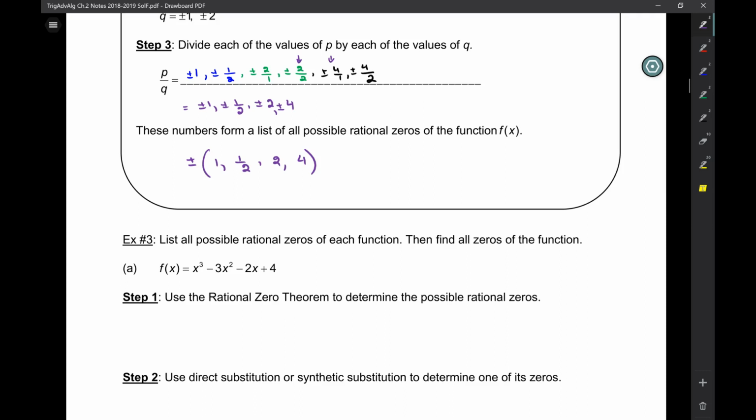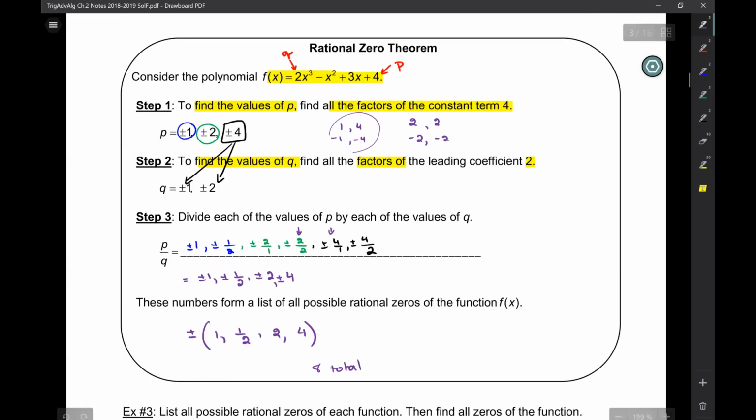8, right? Because there's 1, 1/2, 2, and 4, and then the negatives of them: -1, -1/2, -2, -4. So there are 8 total. Okay, what have we found? How many zeros is this function going to have? 3 at the most, right?